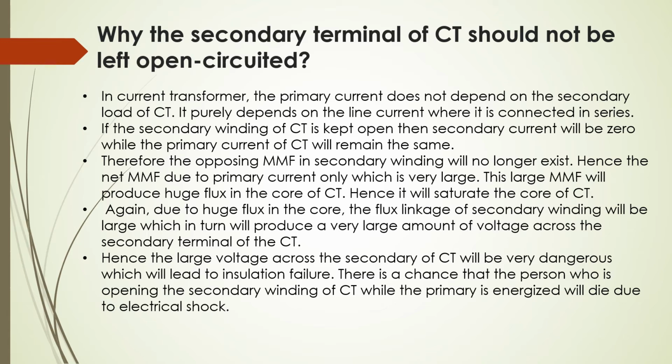Hence, net MMF is due to primary current only, which is very large. This large MMF will produce huge flux in the core of CT. Hence, it will saturate the core of CT. Again, due to huge flux in the core, the flux linkage of secondary winding will be large, which in turn will produce a very large amount of voltage across the secondary terminal of the CT. Hence, the large voltage across the secondary of CT will be very dangerous, which will lead to an insulation failure. There is a chance that the person who is operating the secondary winding of the CT where primary is energized will die due to electrical shock.